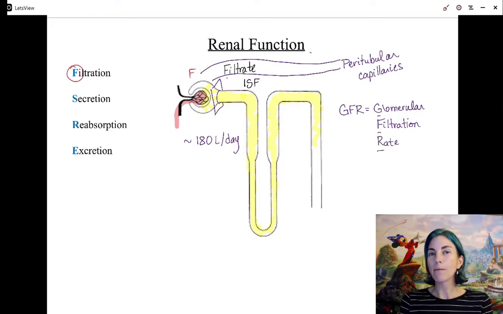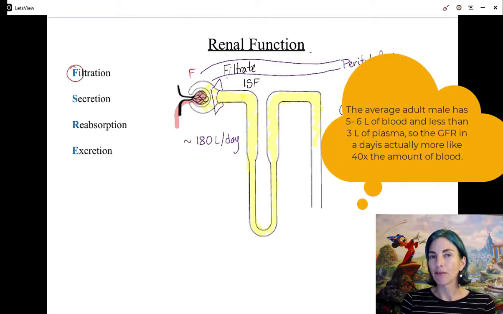So I want you to think about what 180 liters per day looks like. I mean, how many liters of blood do you have? Not 180 liters. You don't have even close to that, right? So this is probably like 20 times the amount of volume in your body.